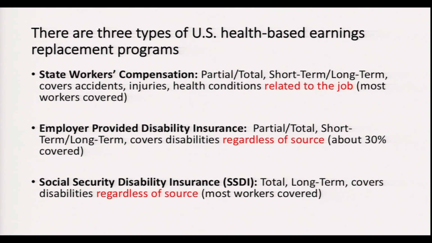The first is state workers' compensation rules, and there wasn't much of a discussion of workers' compensation in the paper, but workers' compensation is important for firms because they're on the hook for paying out for workers who experience a partial, total, short-term, long-term accident, injury, or health condition that's related to the job. So that data is very interesting in terms of what firms might do given a worker's absence because of a workers' compensation issue.